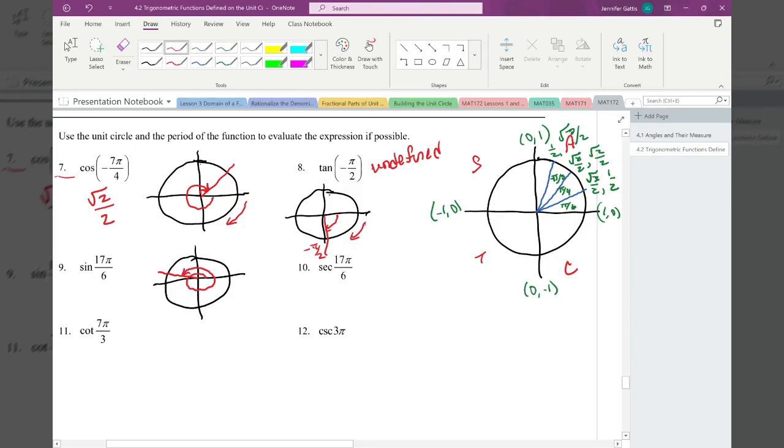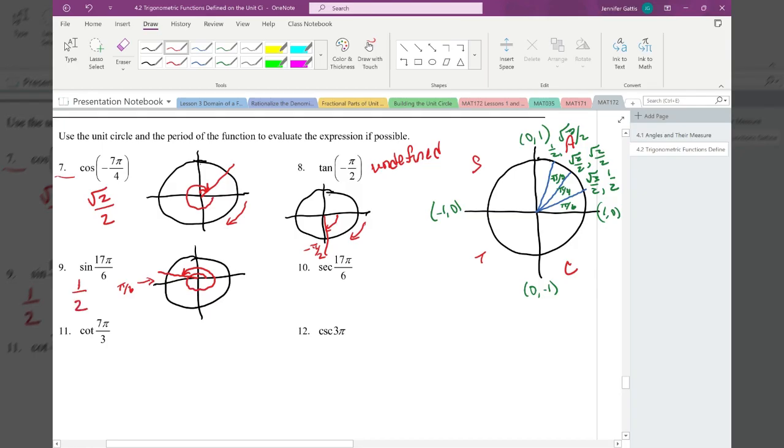And when we think about what that is, in here we have pi over 6 left to get to the next x-axis. Because of that, the reference angle for this is going to be pi over 6 in the second quadrant. And in the second quadrant, sine is positive. And so the sine of 17 pi over 6 is 1/2.